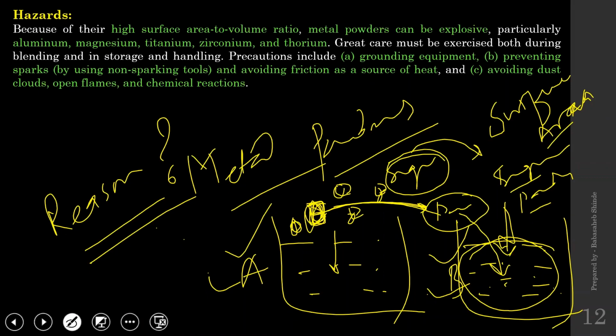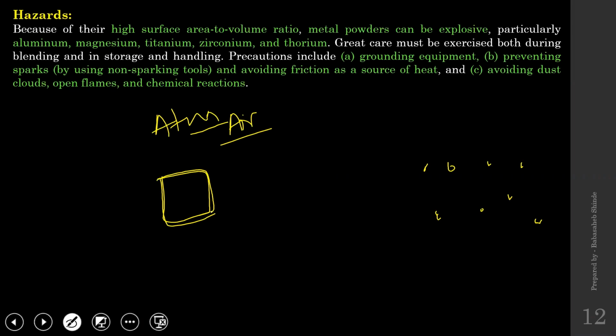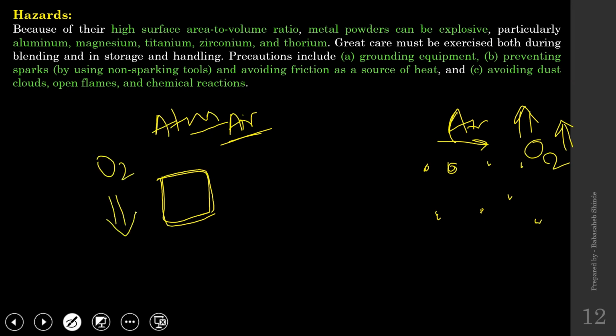So this one we are going to relate with some hazards. What hazards are there? Because of this increase in surface area, if I consider a single large block and small particles made from the same block, the atmospheric air available to react with the surface will be less in the block. As we have converted the same block into smaller particles, the amount of air availability will be more. To be precise, the oxygen availability will be more in powders, and less when it is a large block.